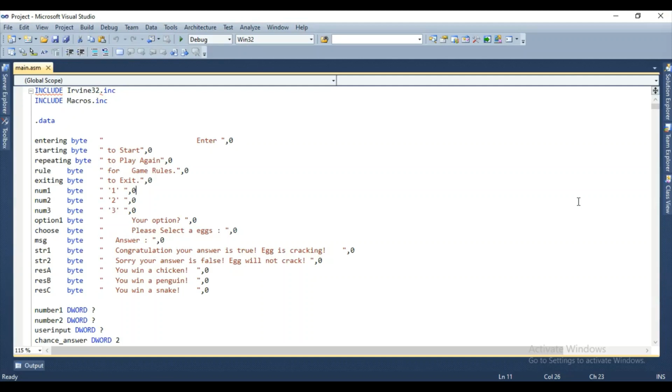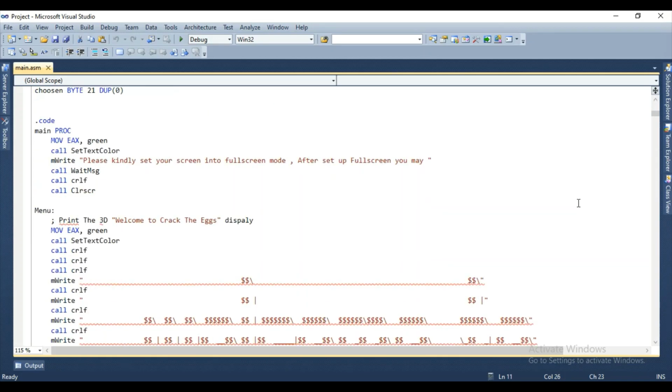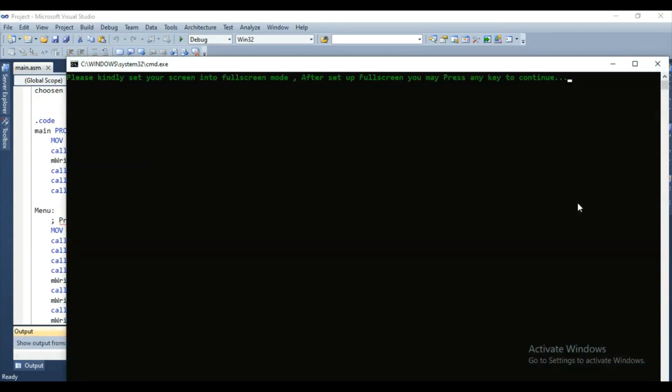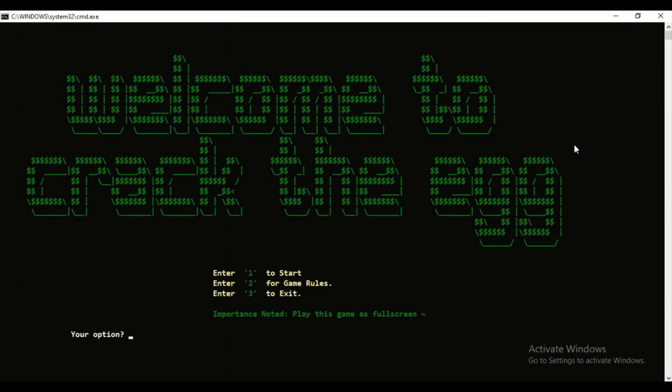Let's look at the demonstration of our game project, which is Crack the Egg. It is our game coding. So Control F5 to run the coding. Please kindly set your screen into full screen mode. After setting full screen, you may press any key to continue. So we set full screen and press enter.